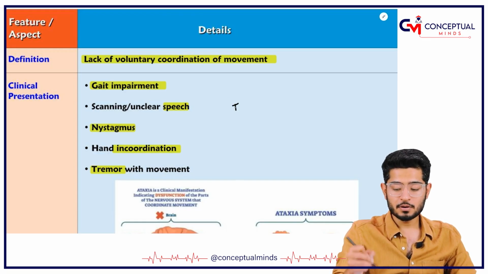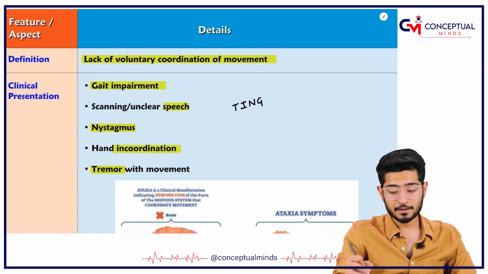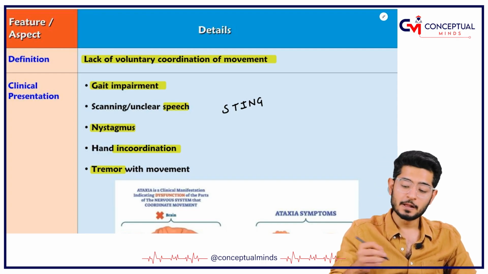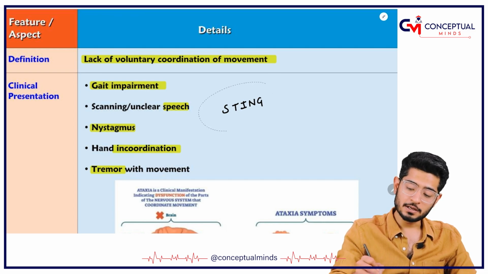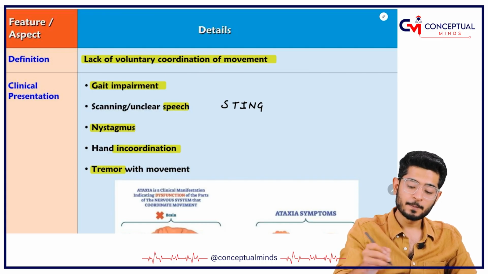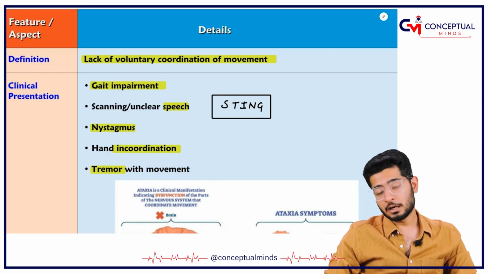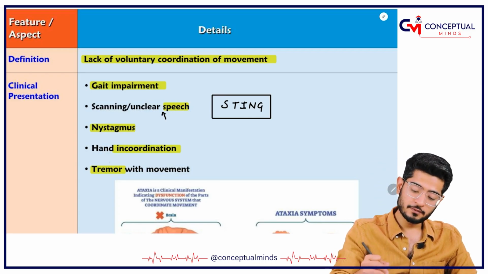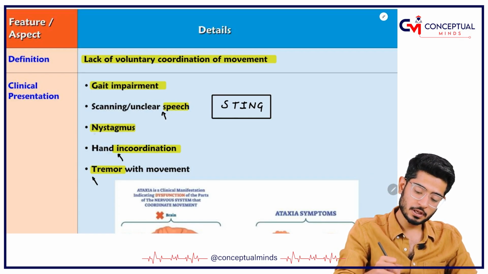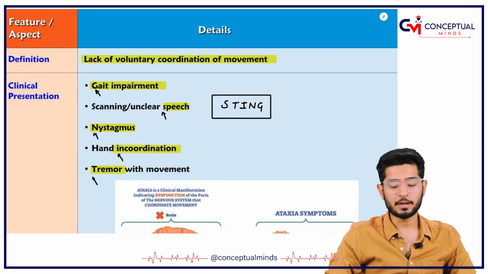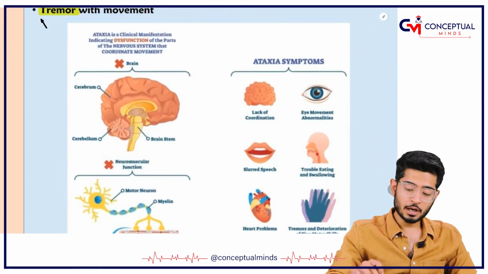So there will be tremor, there will be incoordination, there is going to be nystagmus, there is going to be gait impairment, and there is going to be speech issues as well. So this is the mnemonic to retain all the manifestations of your ataxia. S for speech, T for tremors, I for incoordination, N for nystagmus, G for gait impairment. So, coming on to ataxia.